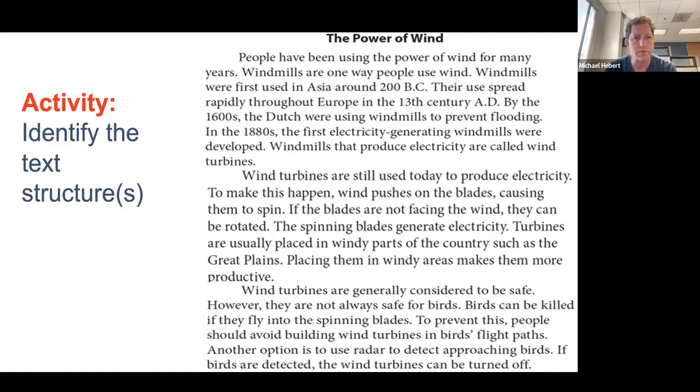Kate says simple description. Sherry thinks description as well. So I do see description in here, and we intended there to be a description in this. Do you see anything else? Is there any other part where you can see inklings of another text structure?